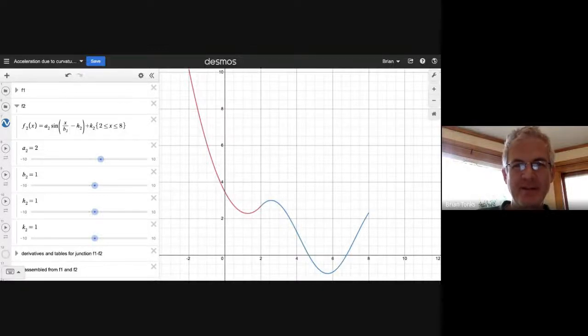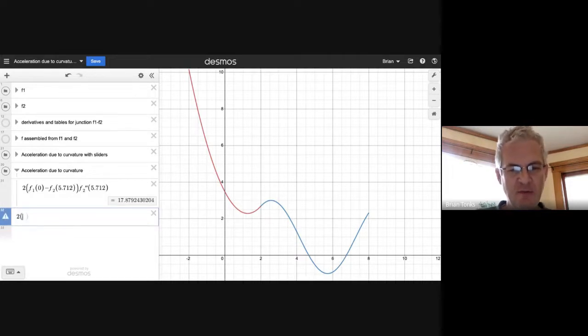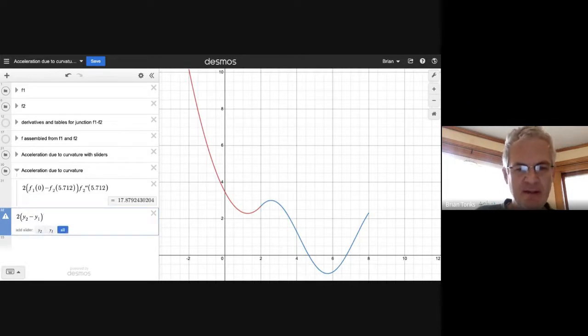All right, take two. This video is going to show you how to calculate the acceleration due to curvature in your Desmos roller coaster. So the acceleration due to curvature is equal to twice the change in the height. So that'd be like one height value minus another height value times the second derivative, which could be f1 double prime, which is the single quote tapped twice, evaluated at a certain value.